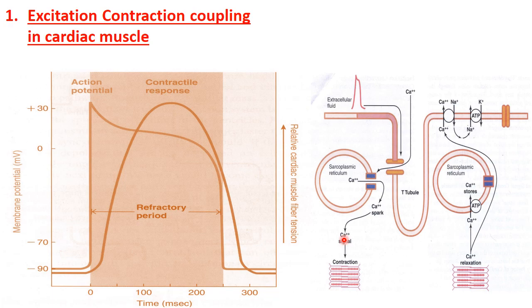The calcium spark is going to cause troponin C to be activated, which will remove tropomyosin from the active sites of the actin filaments, and this cross-bridge cycling between actin and myosin filaments will cause the shortening of the cardiac muscle. This shortening will remain there with cross-bridge cycling until the voltage comes down and until the slow calcium channels close.